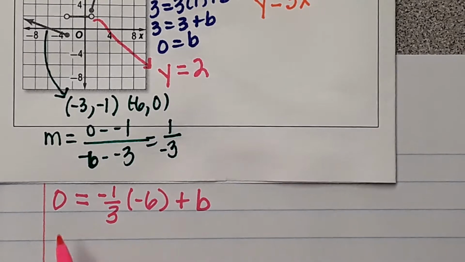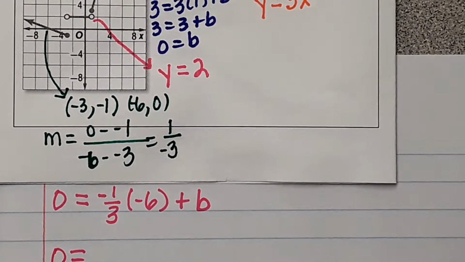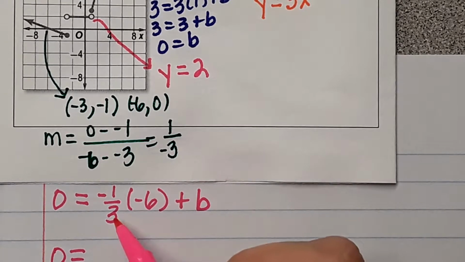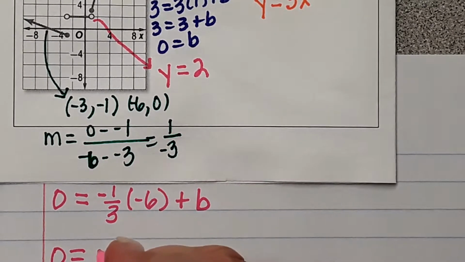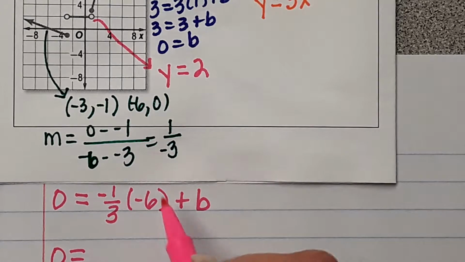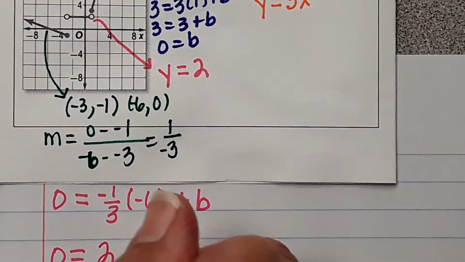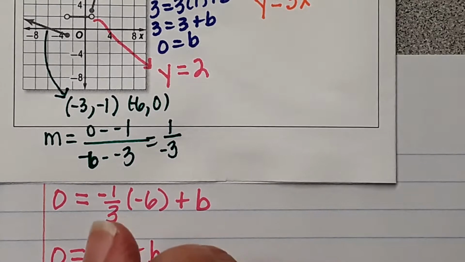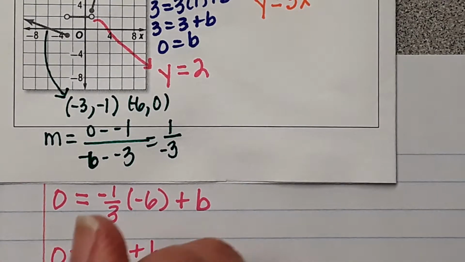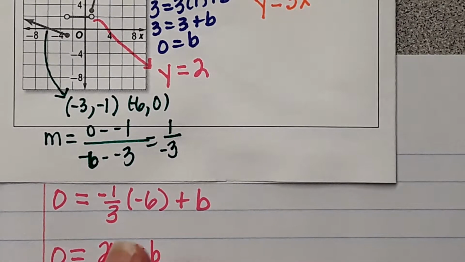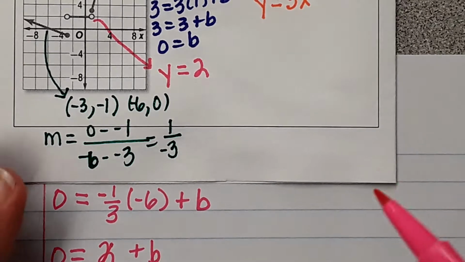Okay, so 0 equals, well, what is -1/3 of -6? It is +2 because 1/3 of 6 is 2. A negative times a negative is a positive, plus b. Then we're going to subtract 2 from both sides. So b equals -2.